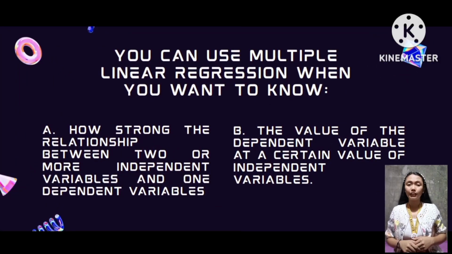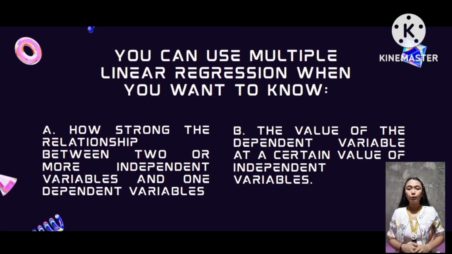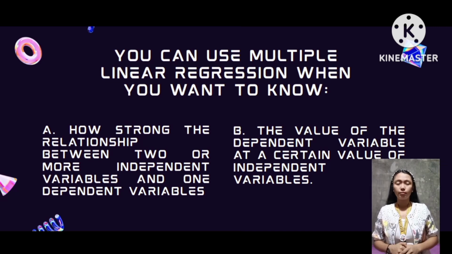We can use multiple regression in multiple ways, if we want to know how strong the relationship is between two or more independent variables and one dependent variable. For example, how rainfall, temperature, and amount of fertilizer added affect crop growth. So the independent variables here are rainfall, the temperature, and the amount of fertilizer. And the one dependent variable is the crop growth.